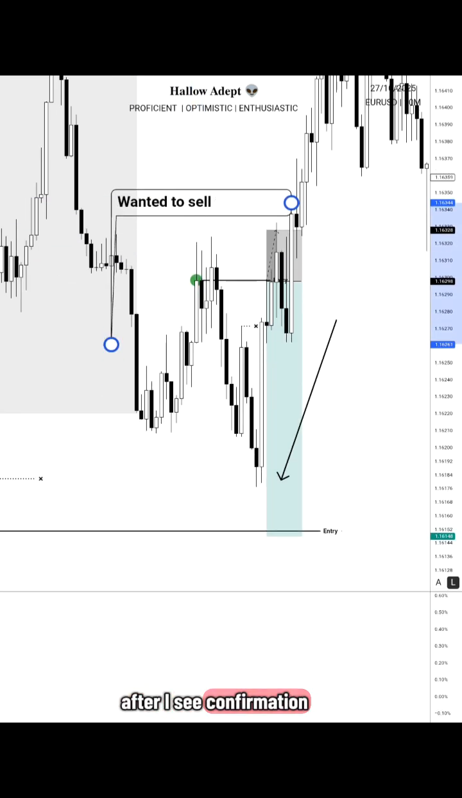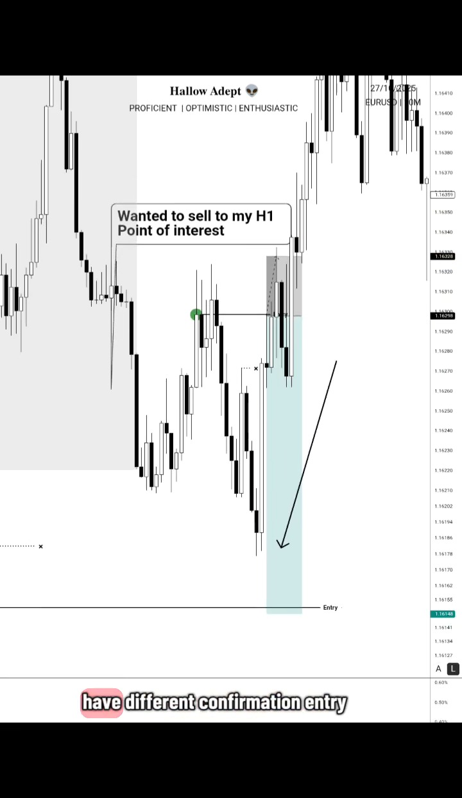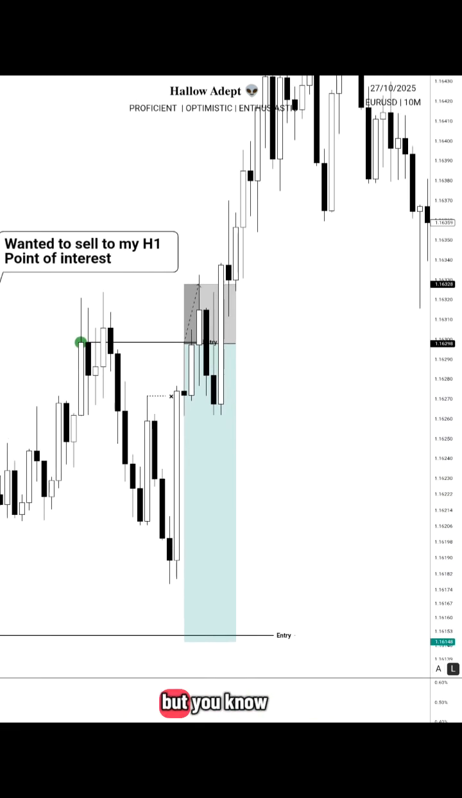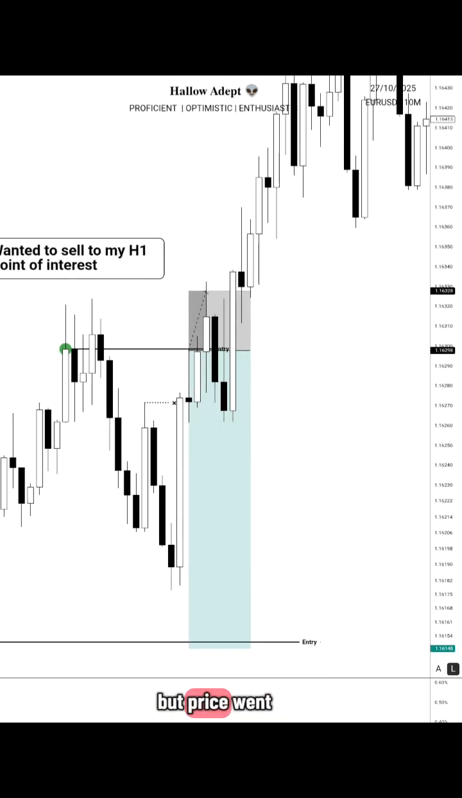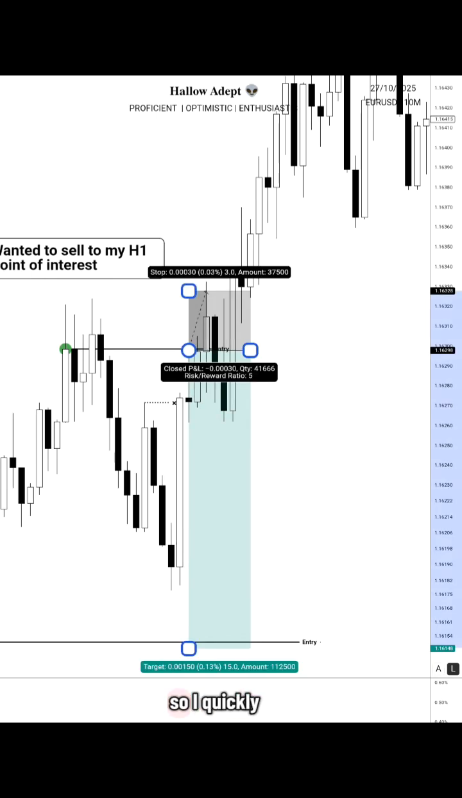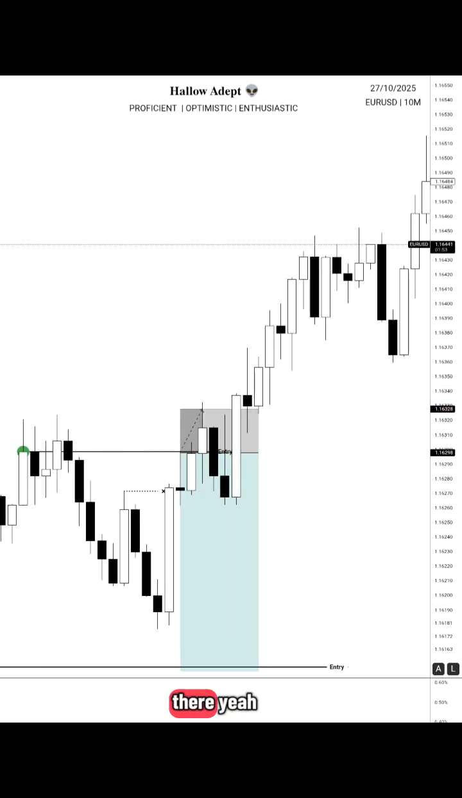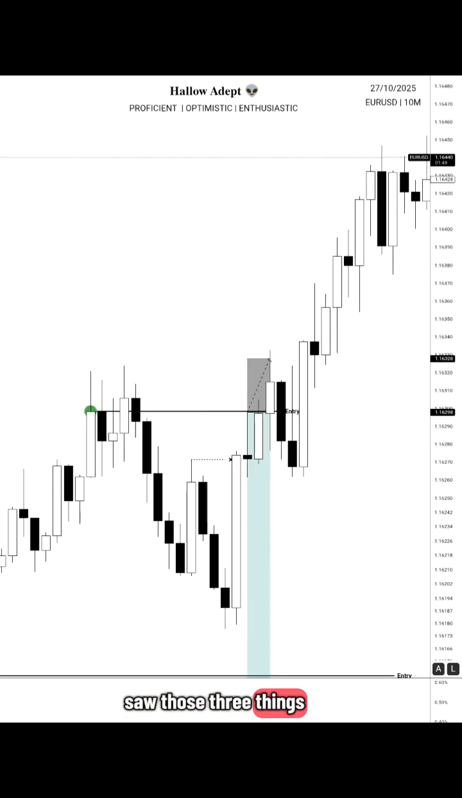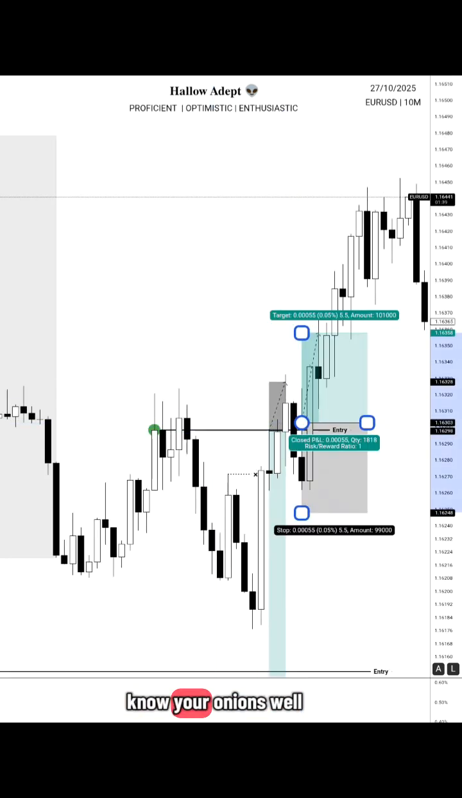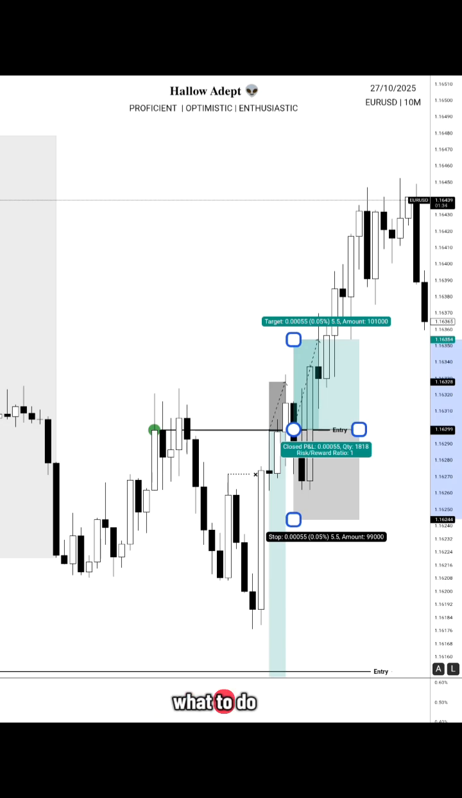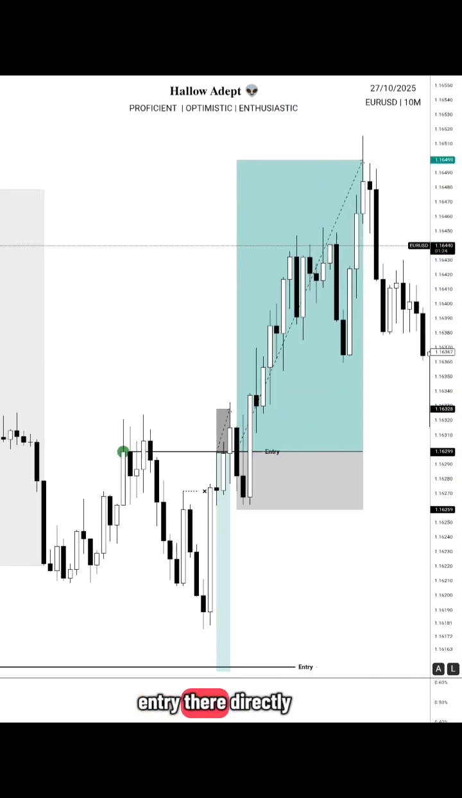After I see confirmation. Don't forget, I always wait for confirmation entry, right? I always wait for rejection. I have different confirmation entries, but I believe you are gaining some insight from this. But price went directly to my stop loss, so I quickly reanalyzed and I saw 3 things that happened right there. This happens within that 10 minutes time frame, right? Because if you know your onions well, you would know what to do with them, right? Or how does the saying go. So I just placed my buy entry there directly.